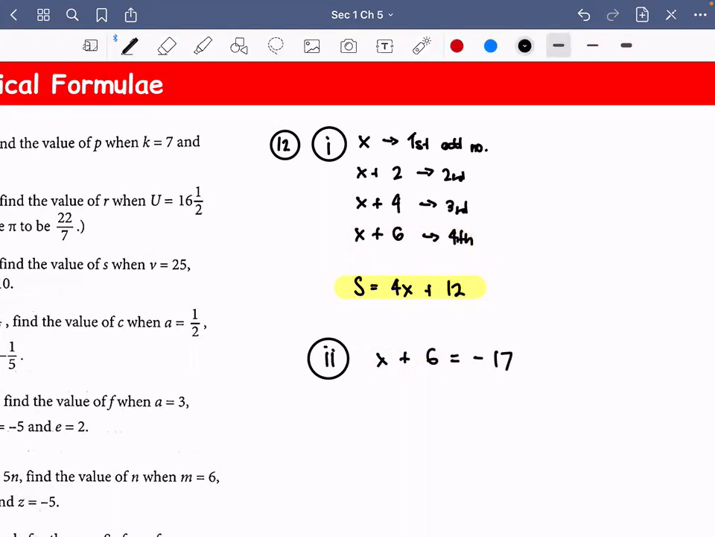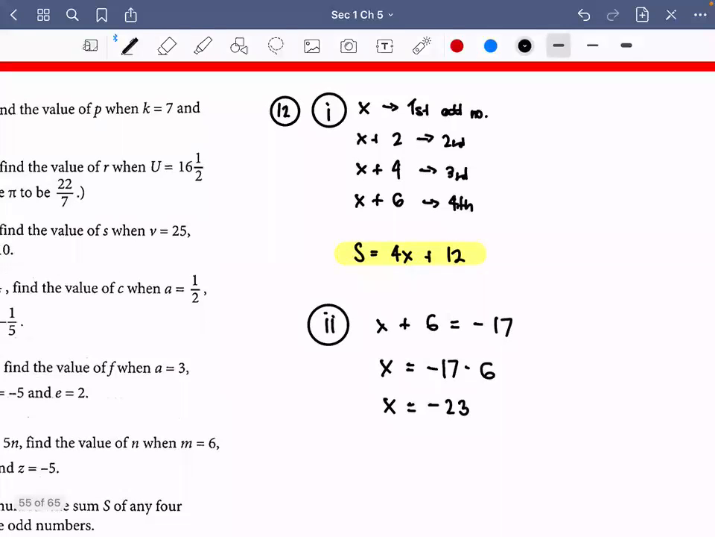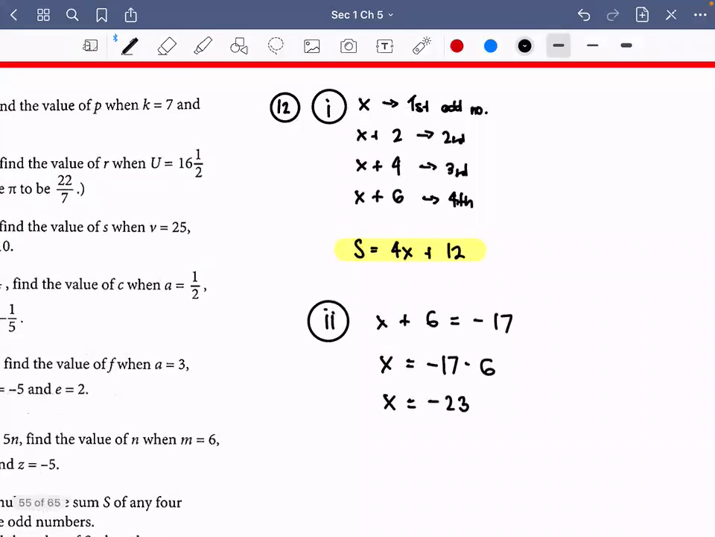And then how do we find the first number? We just basically find x. So x is equal to -17 minus 6. So therefore, the first number is -23. So from here, we now know that x is -23, right?